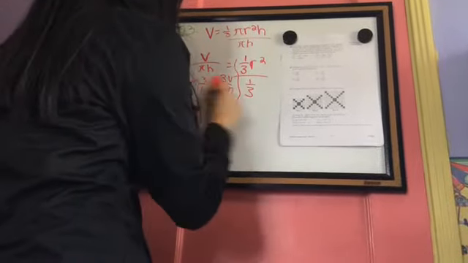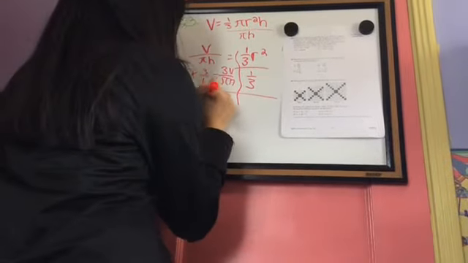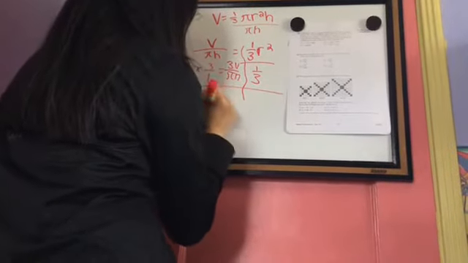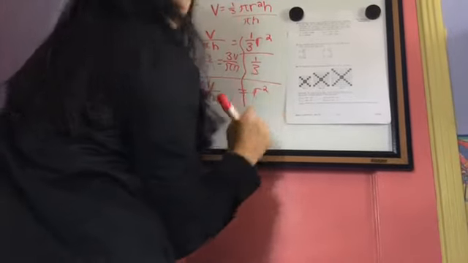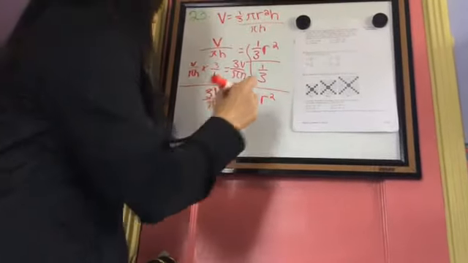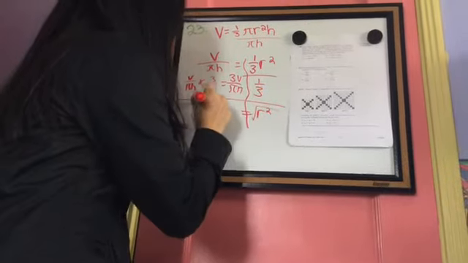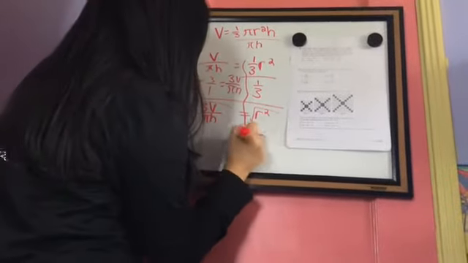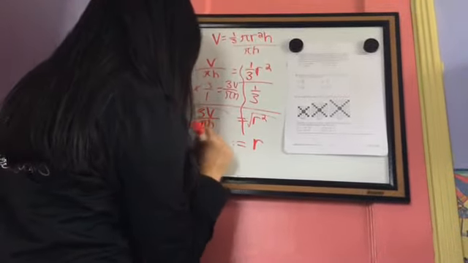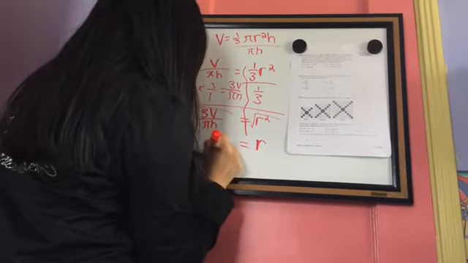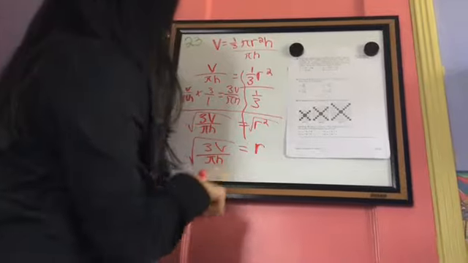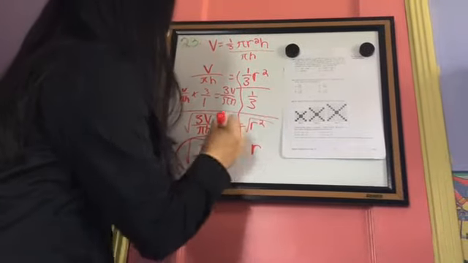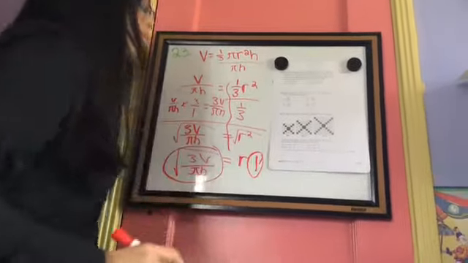So 3V over pi times h is equal to r squared, and we want r by itself, not squared, so we have to square root it. So r equals the square root of 3V over pi times h. So this is our answer, which is answer number 1.